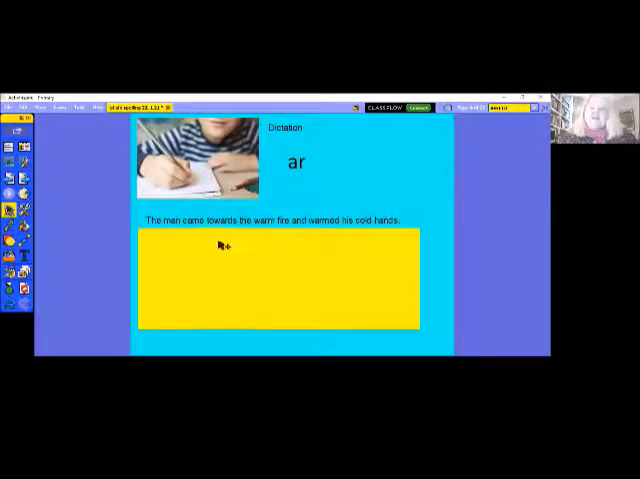Let's look at that. The man came towards the warm fire and warmed his cold hands. Look at that sentence now. Can you see the word towards? That was a bit of a tricky one because I put that in because that's also got that or sound, but we spell A-R-D for there. The man came towards the warm fire and warmed his cold hands. Very good. Let's try the next one.